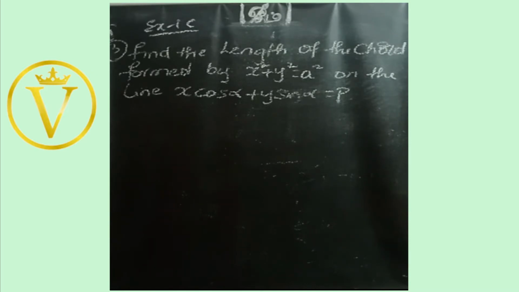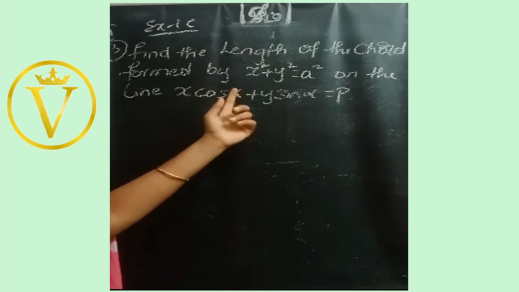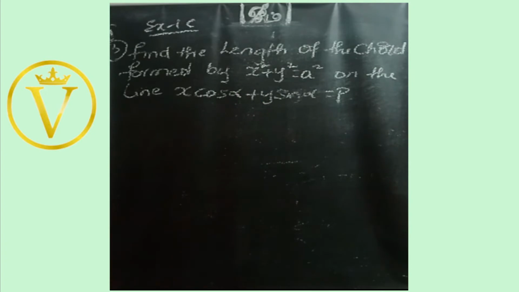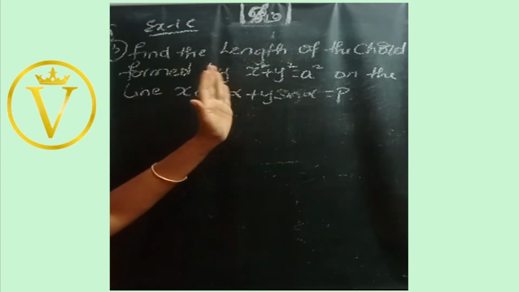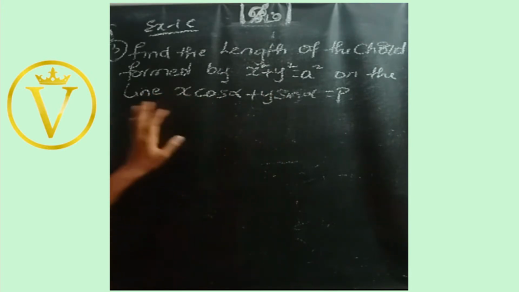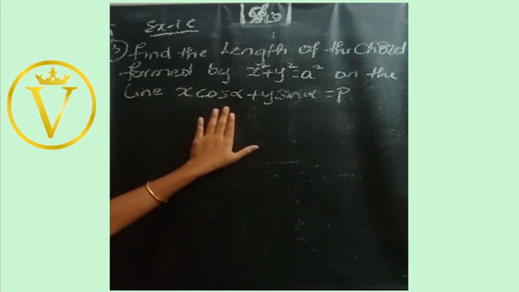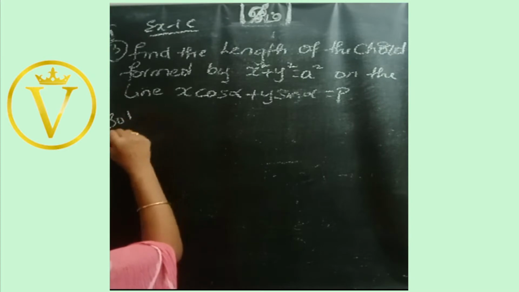Here they have asked the length of the chord for the equation x square plus y square equals a square, but here they didn't give g and f, that means the x coefficient and y coefficient, on the line x cos alpha plus y sin alpha equals p. Now same as before only.